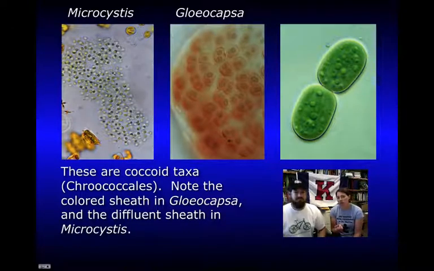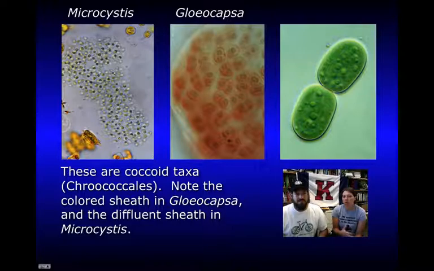So here we have different examples of coccoid taxa. Some people also say coccoid taxa, so kind of a tomato thing. These are all examples of organisms within the Chroococcales. And one of the characteristics that I really want to point out is we can see it really well with Gloeocapsa, which is the organism that you see in the center. So you can see the individual cells, and then all of the cells are encapsulated in mucilage.